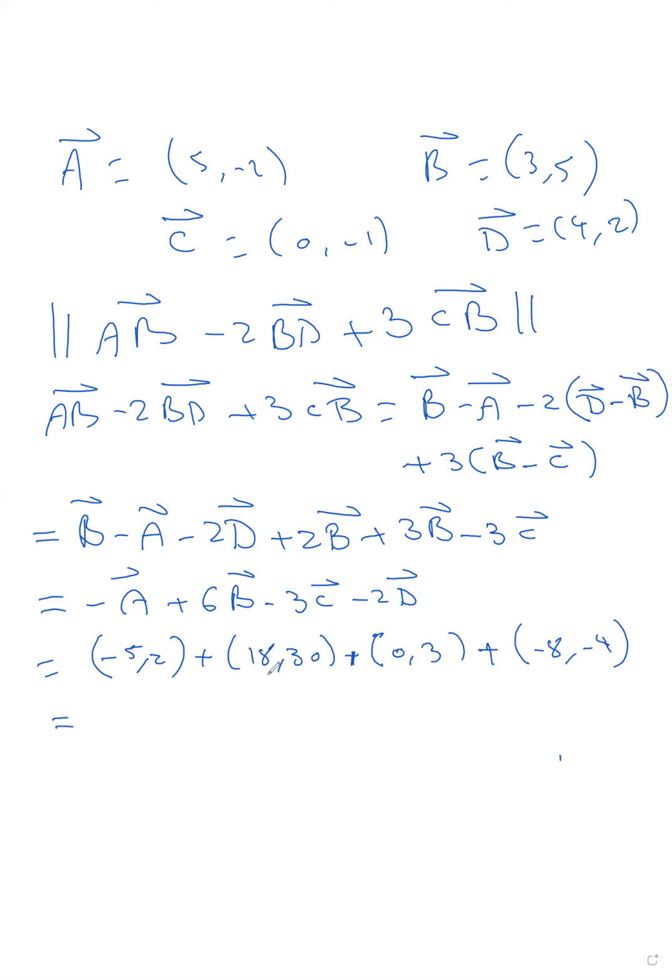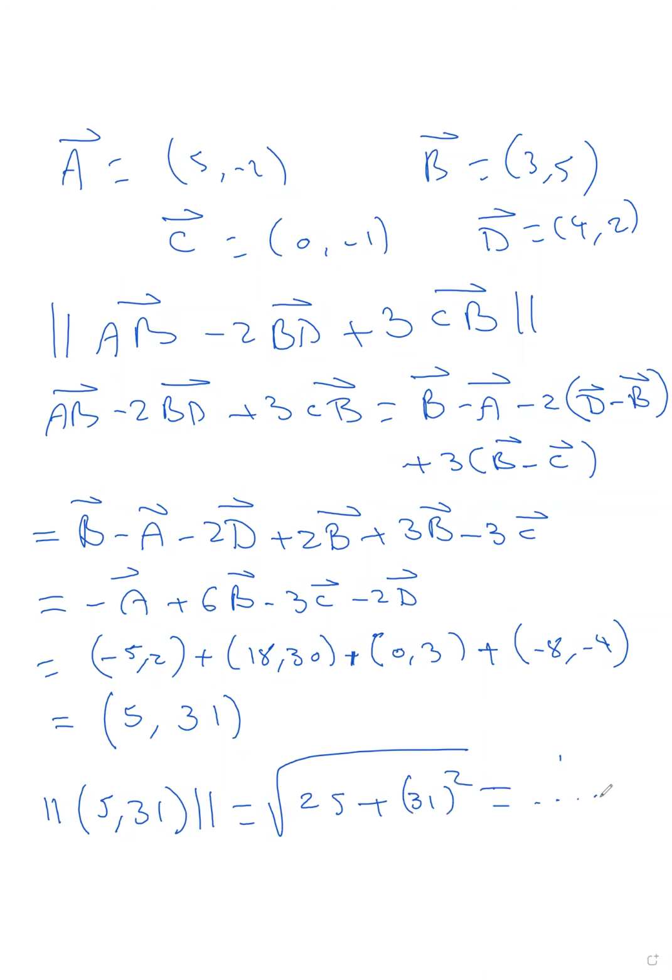Negative 5 plus negative 8 is negative 13, plus 18 is 5. Then 2 plus 3, 2 plus 30 is 32, plus 3 is 35, minus 4 means 31. Then we need the norm of this vector, which is 5 and 31. It will be the square root of 5 to the power of 2, which is 25, plus 31 to the power of 2, and find its norm. Okay.